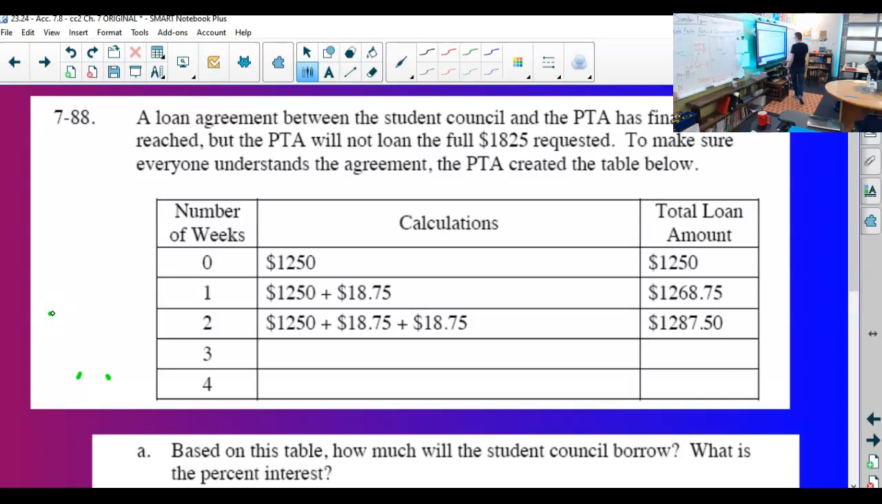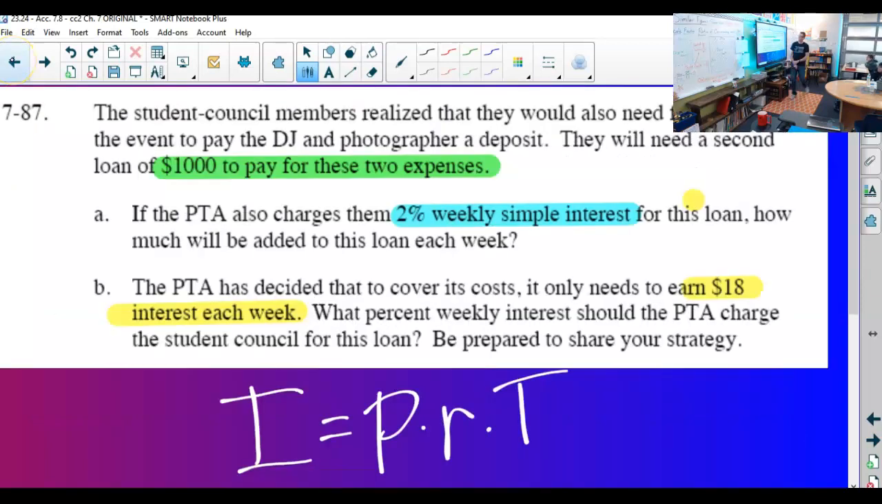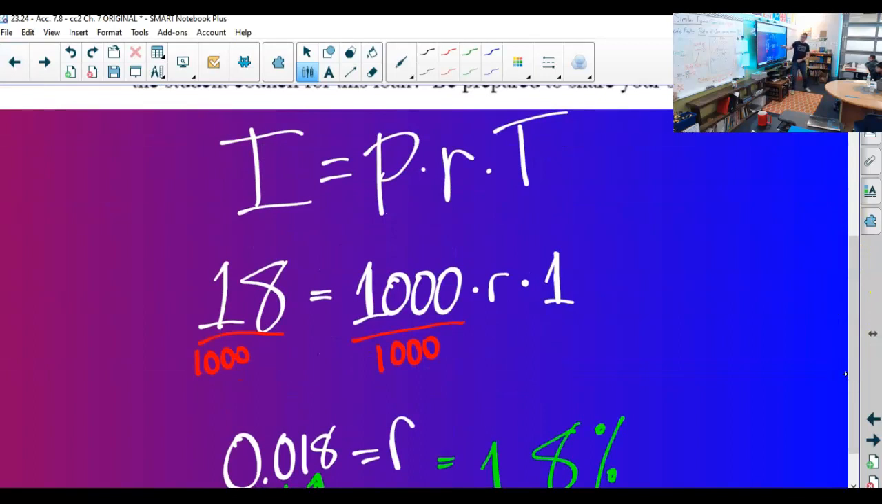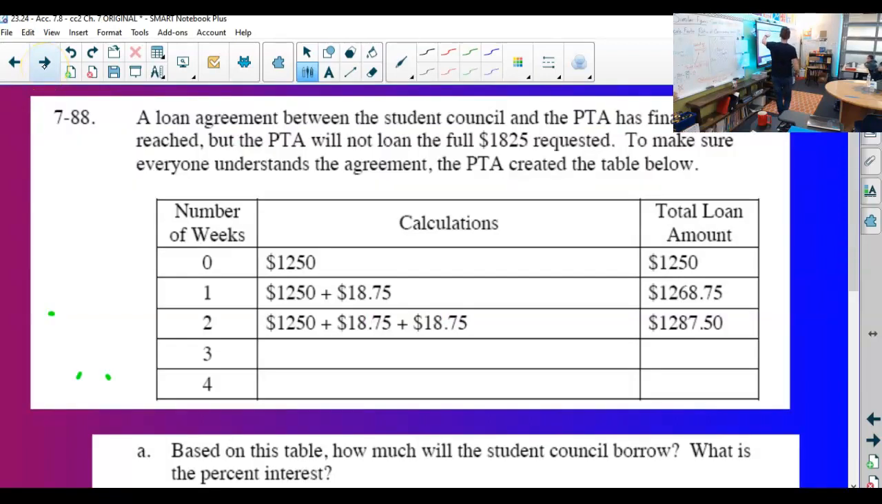Claire, did you have a question on the last one? If there was a rate, what would you do? If there was a rate, they wouldn't be giving us the interest amount, or they wouldn't be giving us the time. There would be something else we need to solve for. So here's what it would look like, right?